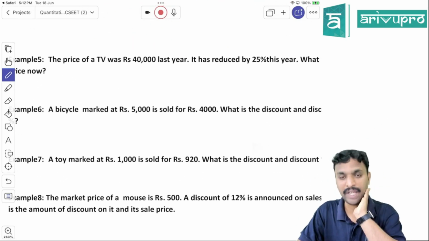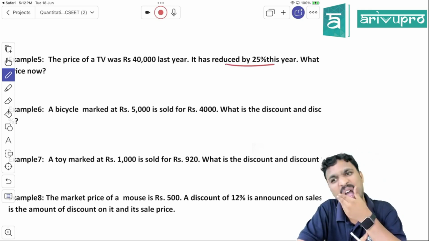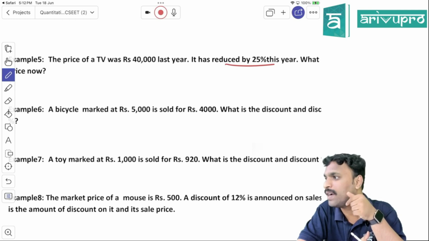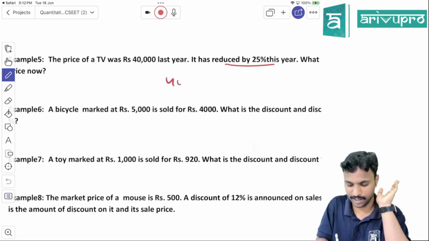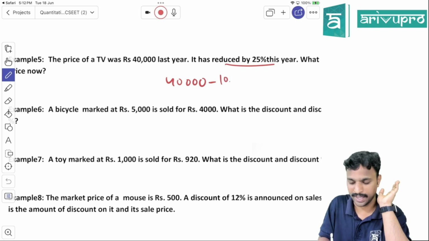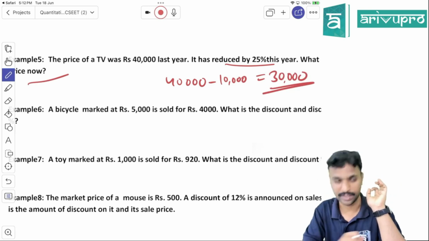The price of a TV was 40,000 last year. It has reduced by 25%. The new price is what? 25% of 40,000 is what? 1/4, which is 10,000. 10,000 reduced. That means the final price is what? 40,000 minus 10,000, which is 30,000. This is the new price of that what? TV.